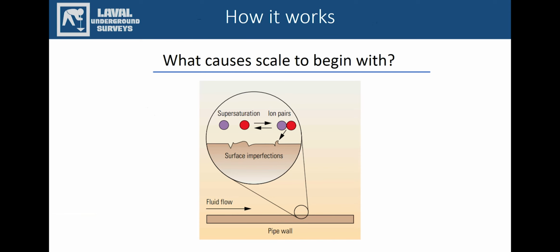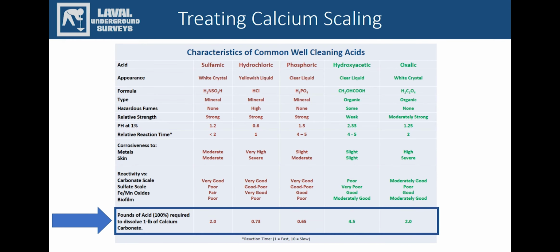When looking to treat calcium buildup, one of the biggest factors is the pH level and how quickly it can dissolve calcium carbonate. This chart shows us at the bottom the amount of acid at 100% strength required to dissolve a pound of calcium carbonate. Sulfamic acid shows us 2 pounds, hydrochloric at 0.73 pounds, and phosphoric at 0.65. This tells us that there's less product required from phosphoric and hydrochloric as opposed to sulfamic. These numbers play into dosage amounts, whether you will need more of a product or less. Your chemical company can help you determine the amount of product needed.